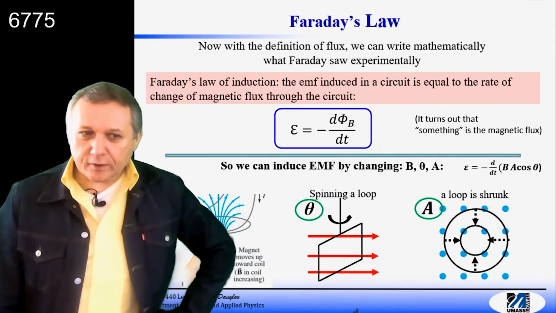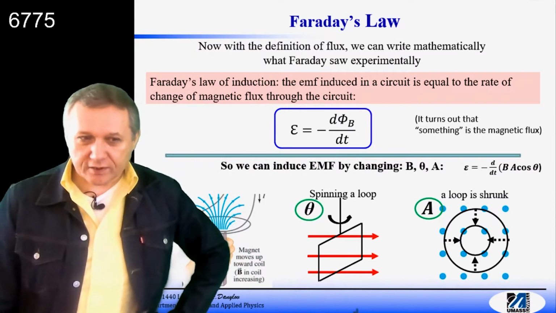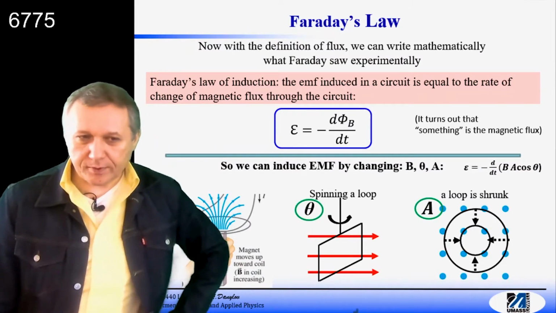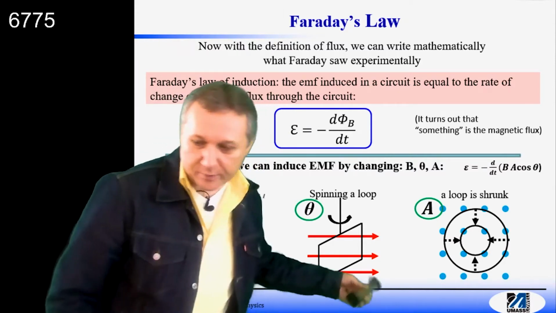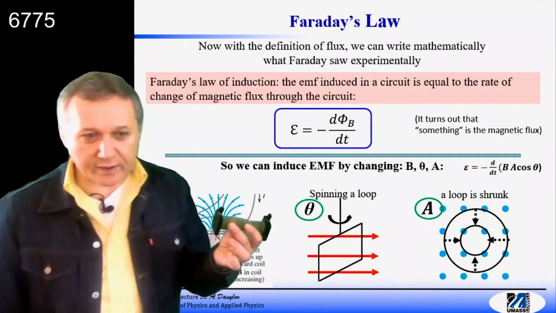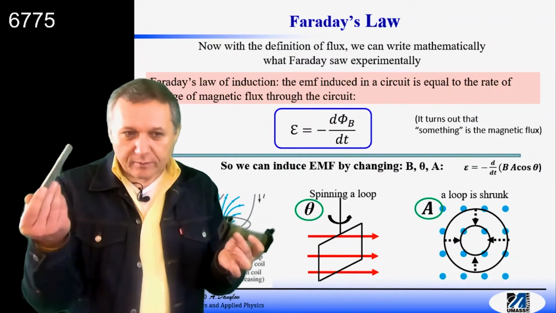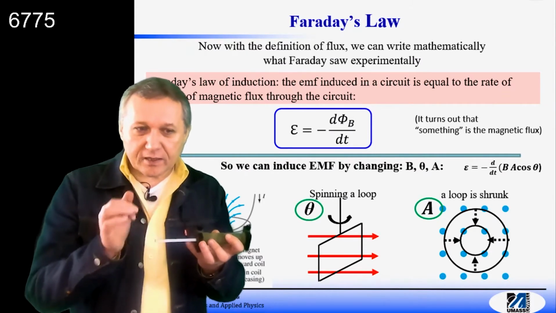Of course, current will be only over the period of time when you change something. Once you stop changing that, current will disappear. It's like when we were discussing, at the very beginning, what Faraday observed. If I move the permanent magnet in this case, I'm making the magnetic field stronger.